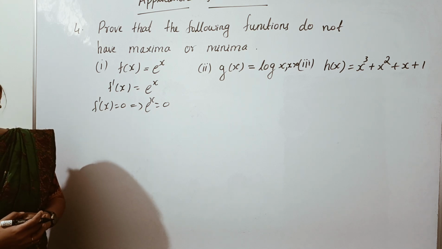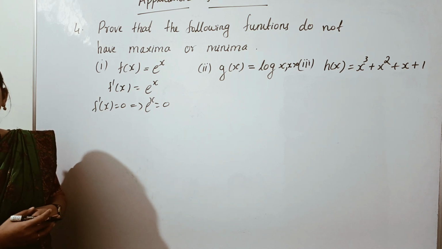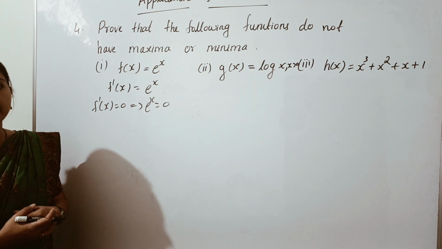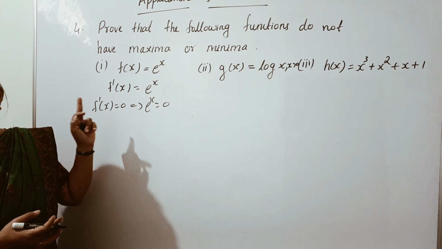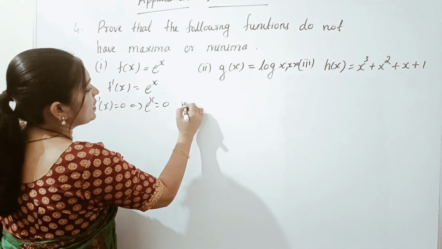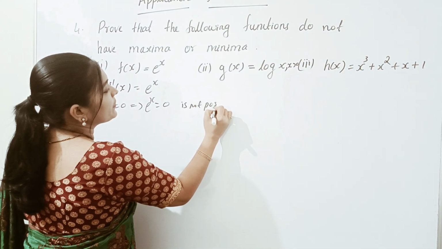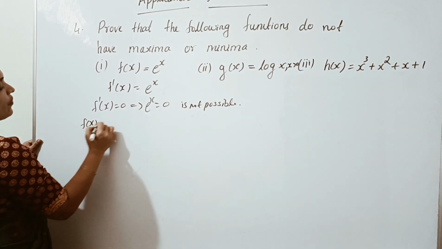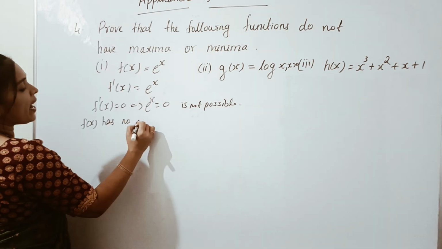See here, it is not possible. We know that the exponential function is always greater than 0, that is, e raised to x is always greater than 0. So e raised to x is equal to 0 is not possible. Therefore, the given function f of x has no maxima and minima.